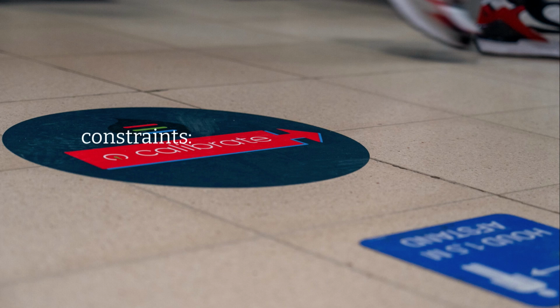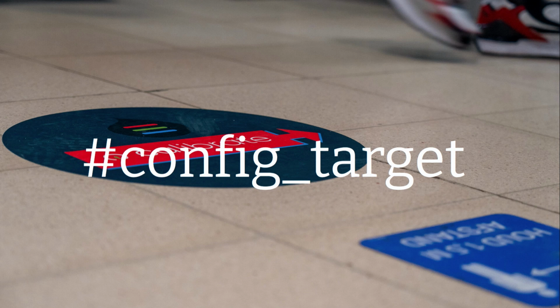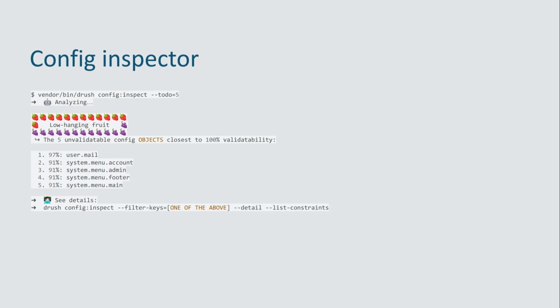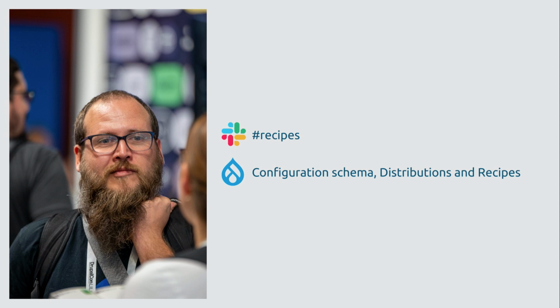If you're adding simple configuration, then you're going to use config targets to ensure that you don't have to write any manual form validation and it will all just work. And you can use config inspector to ensure that everything is 100% validatable. It has a to-do flag, and this will help you to find all things that you can work on to help us get that line to 100%. You can find this on recipes on Drupal Slack. If you look for the combination of those two issue tags, then you can find all of the things.